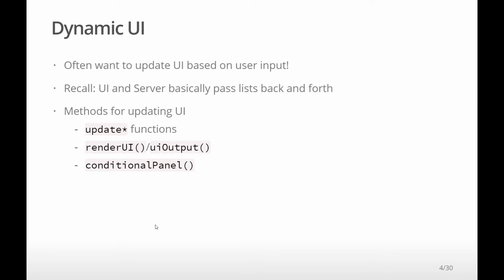And so with that in mind, there are sort of three ways to dynamically update your UI. There's a list of update functions that will basically update any of your widgets for you. And then there's renderUI that corresponds to uiOutput. And this is a really general way to create dynamic content for your UI. And then lastly, we have a conditionalPanel, which is going to sort of do an if-then logic. So if some condition is true, then we get to see a new panel or a new bit to our user interface. And so we'll walk through each of those and look at an example of each.